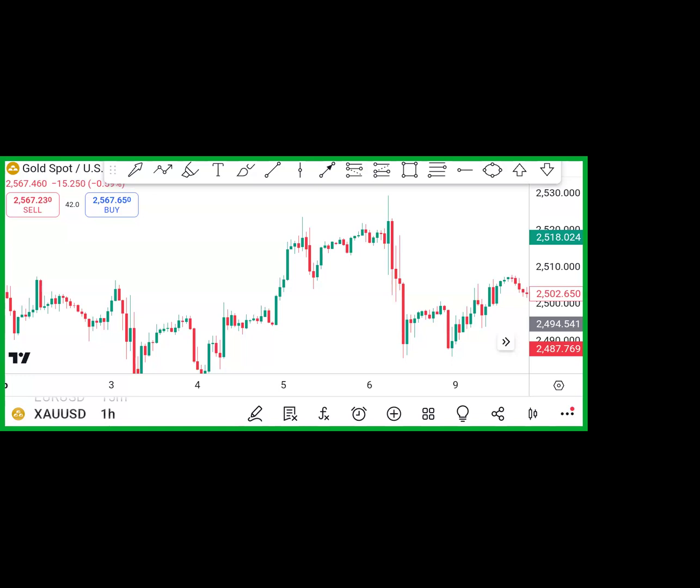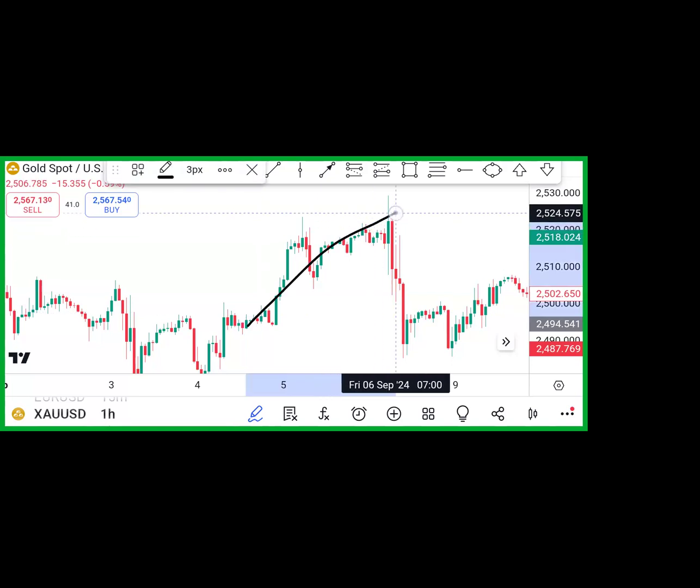Now, many looking at this, do I have a supply zone at this level? Do I have a supply zone? Reply in the chat box. Let me know if you guys are actually with me. Do I have a supply zone at that level?